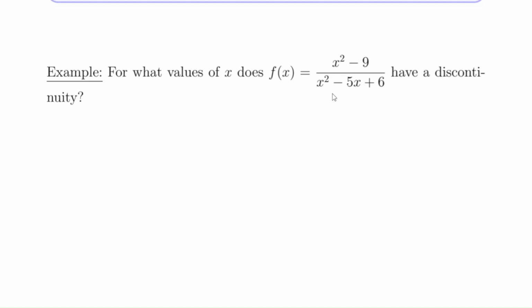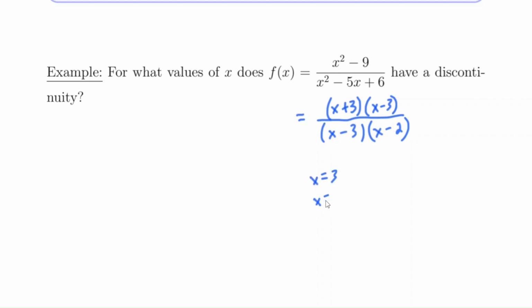Well, notice it's a rational function. So what we need to do is figure out what values make the denominator be 0. So let's factor the denominator. Turns out it factors to be x minus 3 times x minus 2. The numerator is a difference of squares. It factors as x plus 3 times x minus 3. So where do we have our discontinuities? Well, we have our discontinuities at x equals 3 and x equals 2.